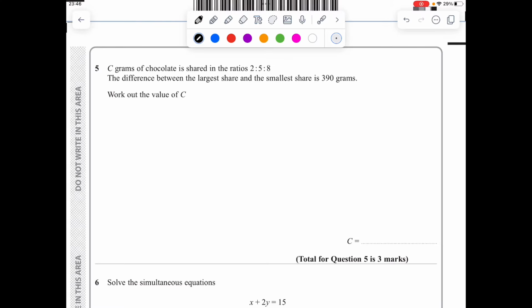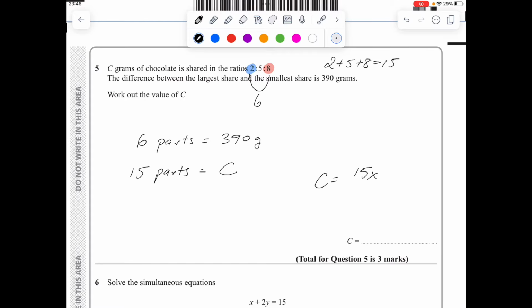For question 5, the largest share is 8 and the smallest one is 2. Now the difference between the largest and the smallest is equal to 6. So I know that 6 parts is equal to 390 grams. Now for the total, I have 2 plus 5 plus 8, which is equal to 15 parts. So 15 parts is equal to C grams. And to find C, you'll just cross multiply 15 times 390 over 6. Put this on the calculator and you will get 975 grams.